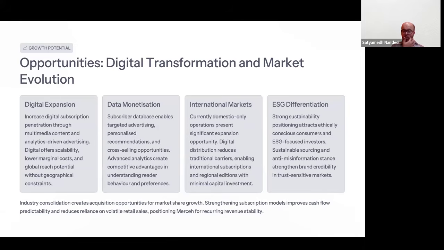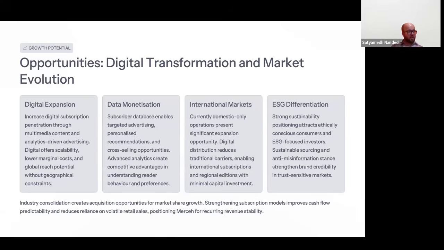So data monetization could be a huge plus for the company. Right now, the company is focused only in Darland, but diversifying into the international segment can also be a good opportunity for the company, because right now it doesn't have any international presence.